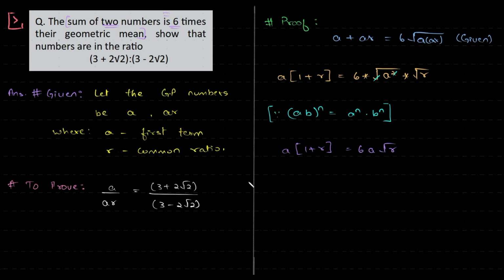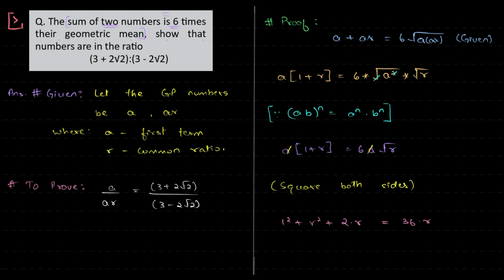So what can I do over here? Well, a and a is common, we can cancel that. So we have 1 plus r is equal to square root of r. To simplify this, I'm going to square both the sides. And so we have a square plus b square plus 2ab, and on the RHS we have 36 into r.